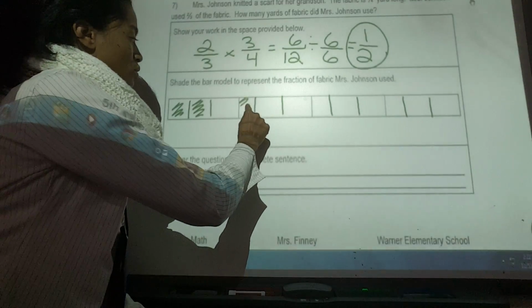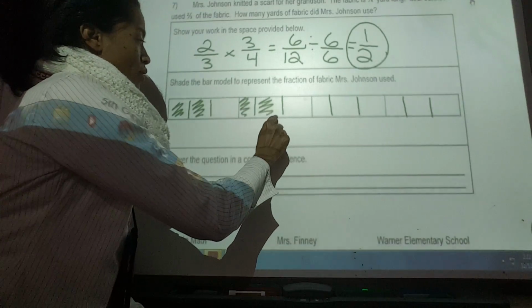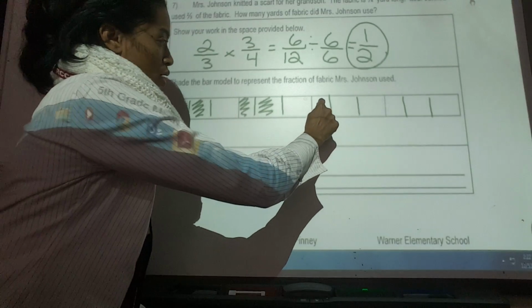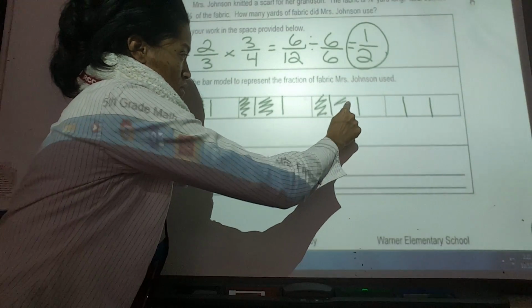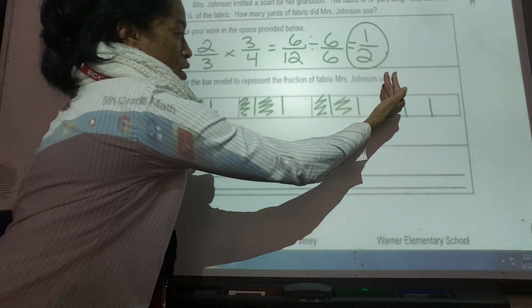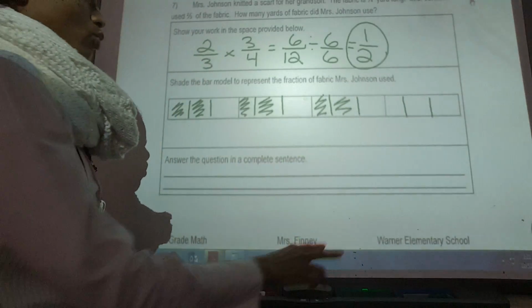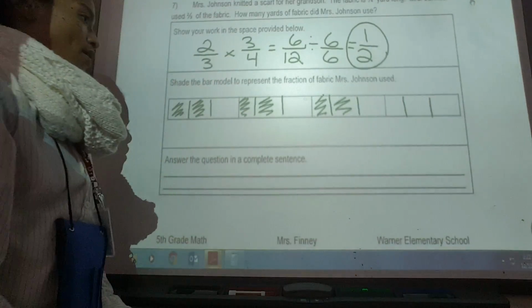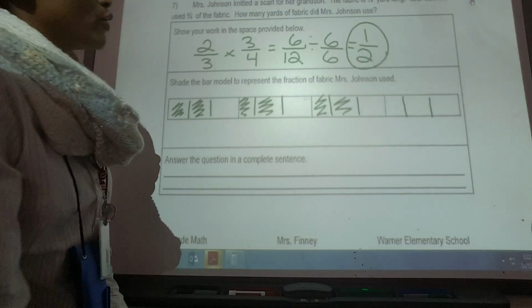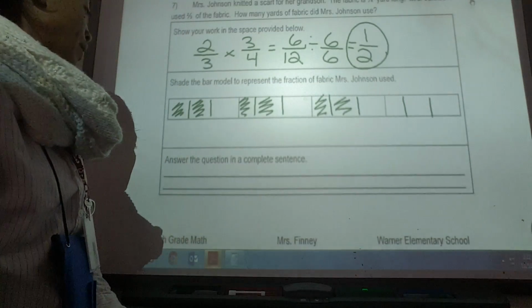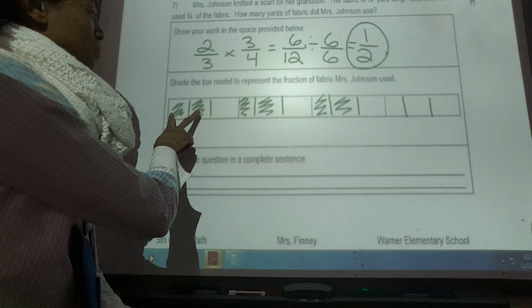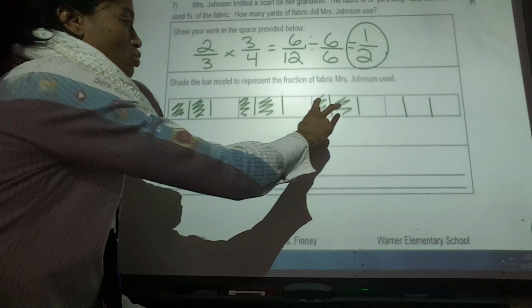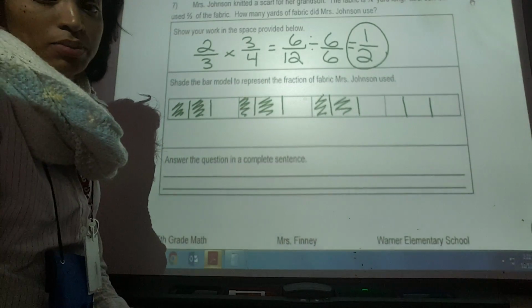So we're shading 2/3 here, 2/3 here, okay, and 2/3 here. Okay, this is the third fourth, okay, and we don't want to shade here because the fabric is only 3/4 long. All right, and so now this represents our answer. 6 out of 12 pieces are shaded. All right, so that would be the visual.